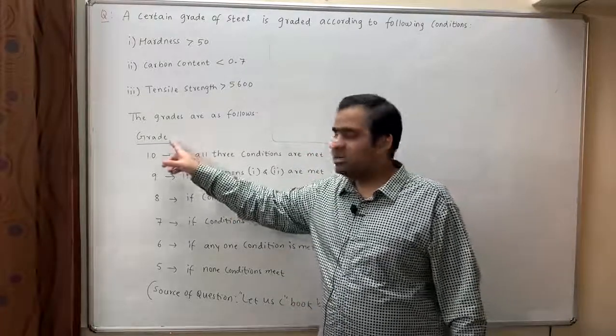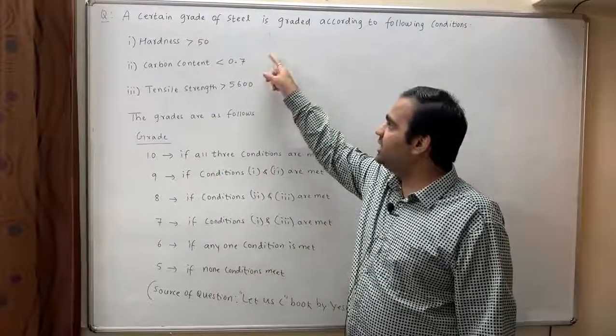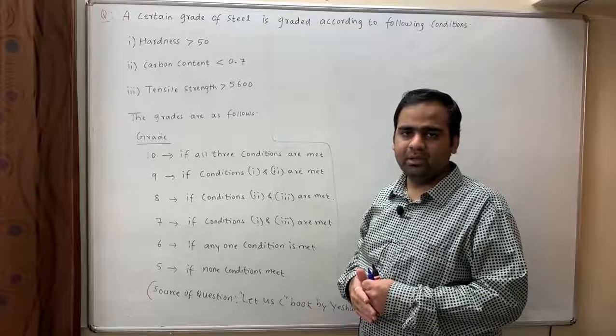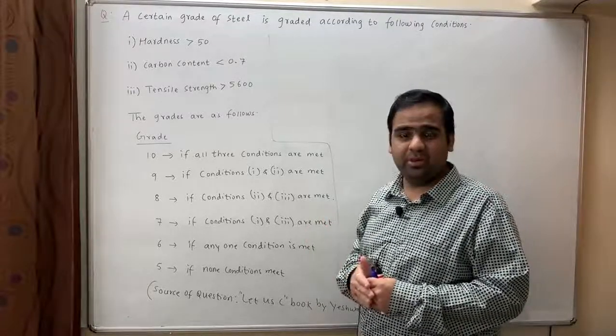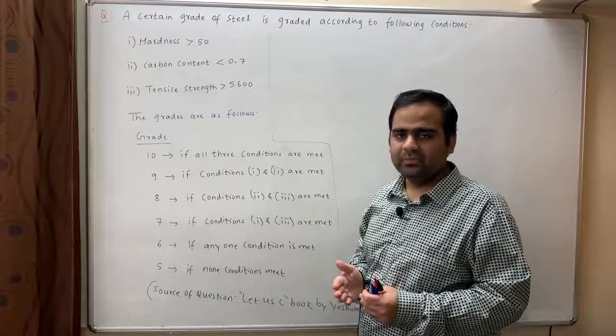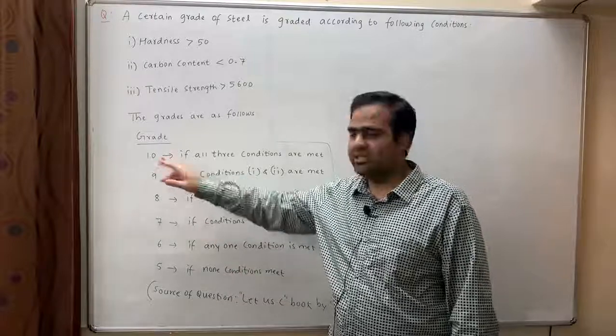Now you rate the grade of the steel as 10 if all the three conditions are satisfied. That means hardness should be greater than 50, carbon content must be less than 0.7, and the tensile strength should be greater than 5600. Then we say that all the conditions are met and we say the grade is 10.